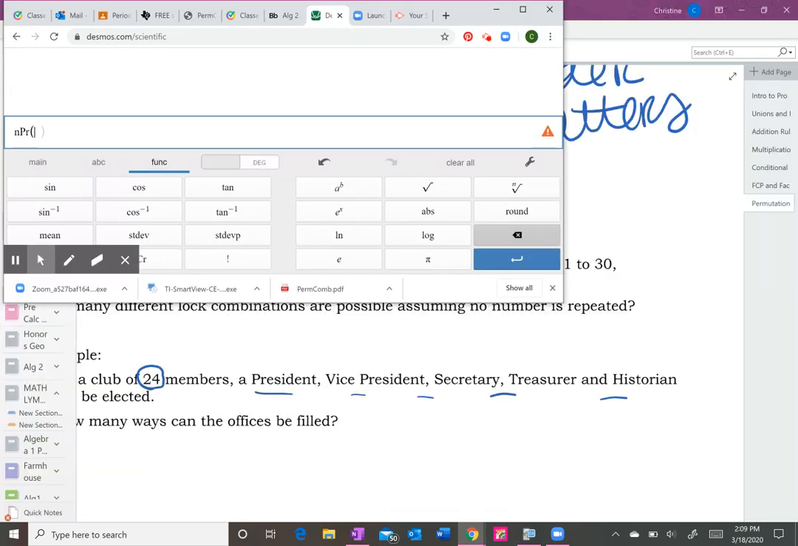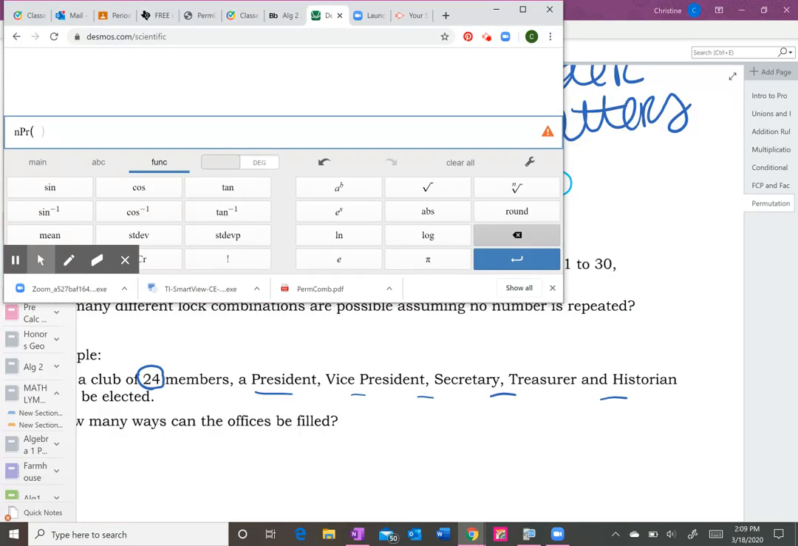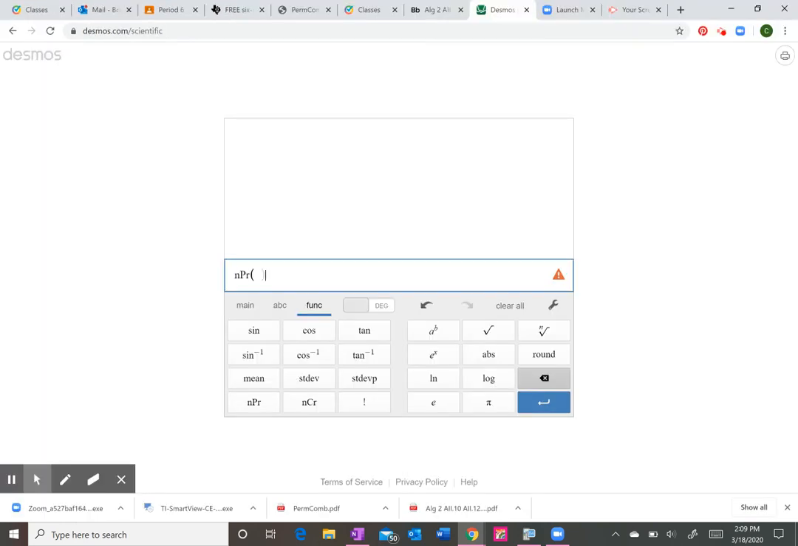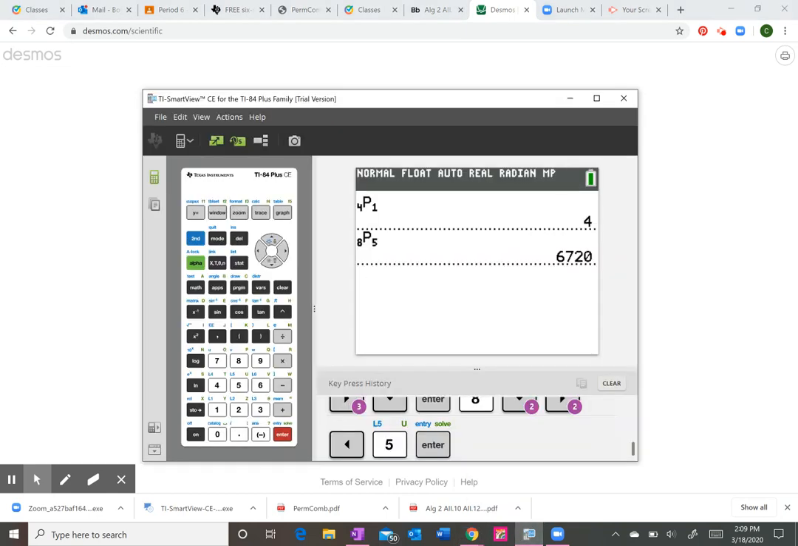This is going to ask you, what is it, 12 pick 7. So you would put nPr, but it's going to ask you to put it in parentheses. So it's a little bit different in the calculator. So 12, I went back to main to get the numbers. 12, comma, 7. The answer should be 3,991,680.